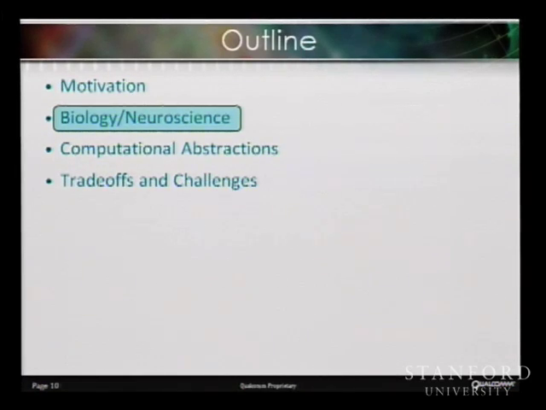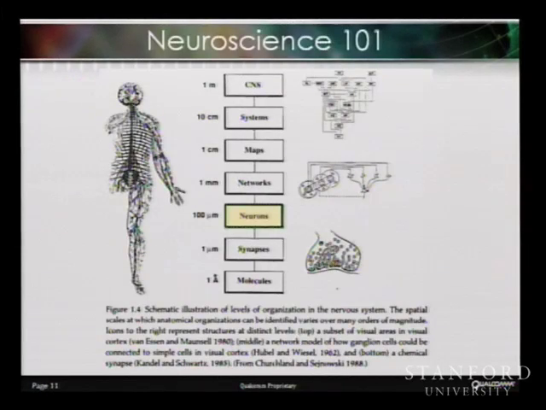So looking into the biology as well as the neuroscience side, if you look at the top, it's the central nervous system. It's classified into smaller systems, and then there are maps which go into how everything is connected together. Then there's the network level. There are neurons. So descending down the hierarchy, there are neurons, and then neurons talk to each other with synapses. And in each synapse is a whole bunch of molecules that are being used to do the computation.